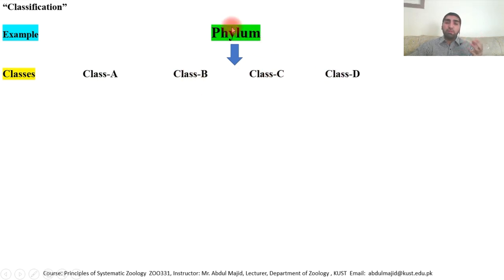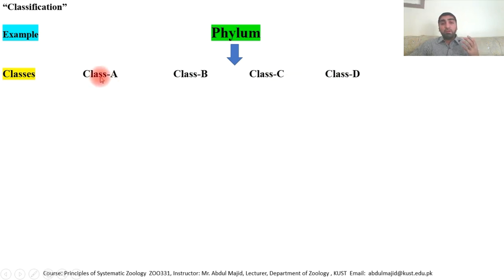For example, let's suppose the phylum Chordata. Chordates are all those which have a vertebral column. We take it very simply. Now we divide it into five classes, like Pisces, the fishes. Let's suppose class 1 is of fishes. Fishes have similar characteristics, that's why they are placed in one group. Then another group, for example amphibians. All amphibians have similar characteristics, so they are placed in another group. Then class Reptilia, then class Aves, and then class Mammalia.